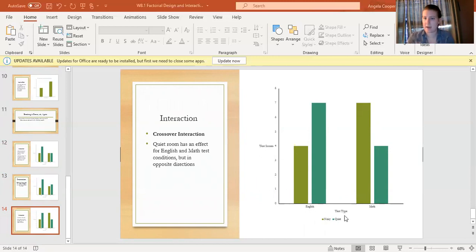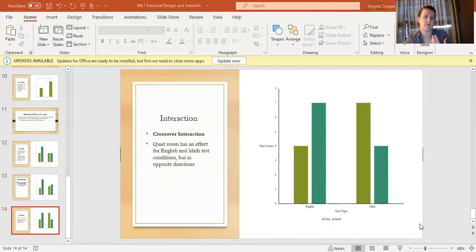So we'll see here, again, we have our different test types, English and math, and we have the noisy room and the quiet room, noisy being the greenish bar, quiet being the bluish bar. We'll see that the quiet room, again the blue, has an effect for English and for math, but in opposite directions. So here in the English room, we'll see that in the noisy condition they did poorly, and in the quiet they did very well. But in the math condition, it's flipped: in the noisy they do super well, and in the quiet they don't do very well. So that's a crossover interaction, when they have an effect, but in opposite directions.